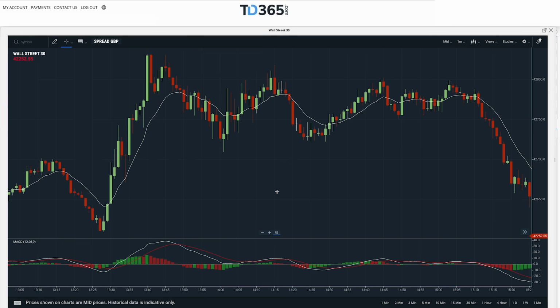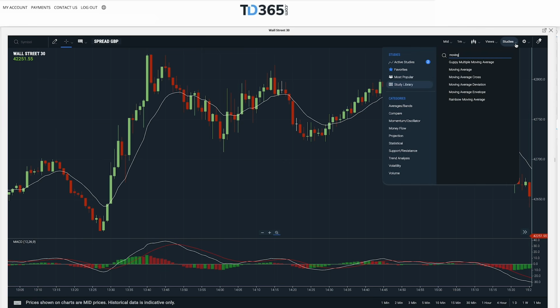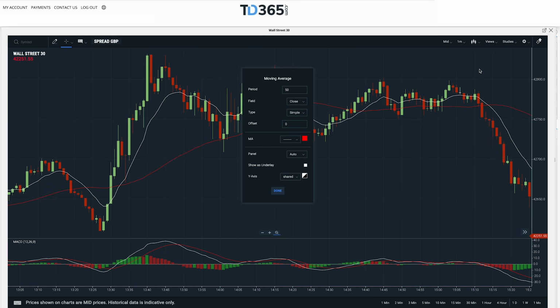That's plotted the 12-day EMA on the chart. Now to add the 26-day. So I'll do the same again. Click Studies, select Moving Average, change the period to 26, type to exponential, and I'll keep this one red.